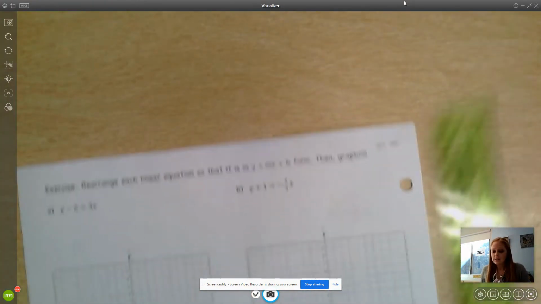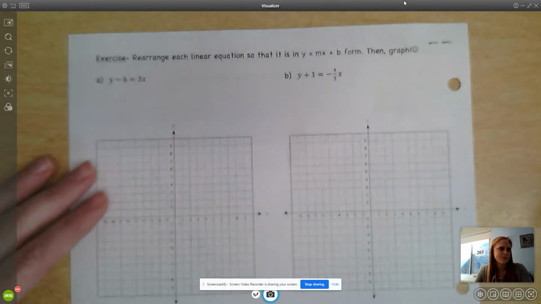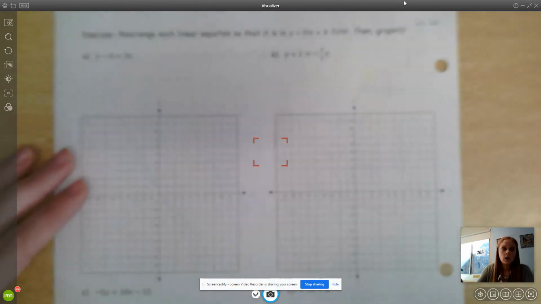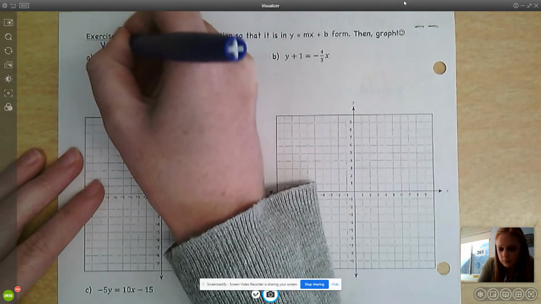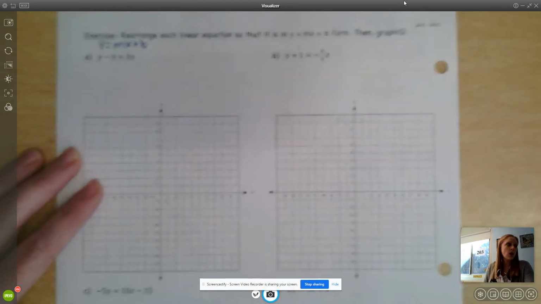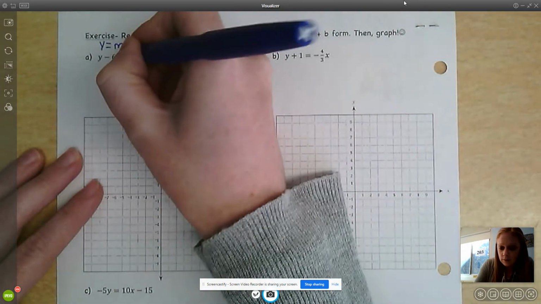Okay, so let's look at these examples from class. We first have to rearrange some of these. Okay, so y minus 6 equals 3x. Our goal is to get it in y equals mx plus b form. I'm just going to write that above it. That's what we want. Okay, so to do that, we need to get the y by itself.